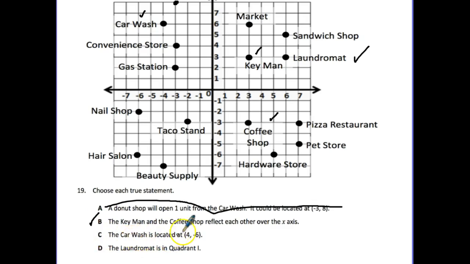The car wash is located at 4, -6. Well, the car wash is here. Yeah, that is not 4. That's -4. So that is not a true statement. The laundromat is in quadrant 1. Well, here's the laundromat. This is quadrant 1. That is a true statement. So the only 2 you should have written on the product side are the statement for B and the statement for D. And your explanation would be why you believe those are correct.